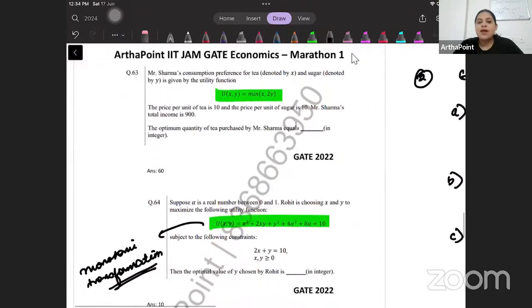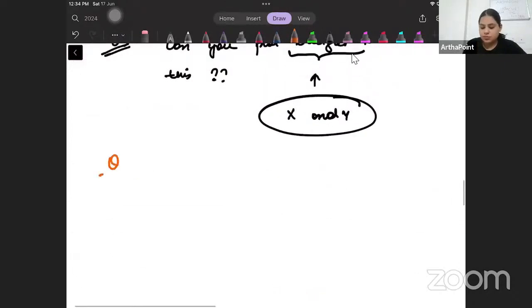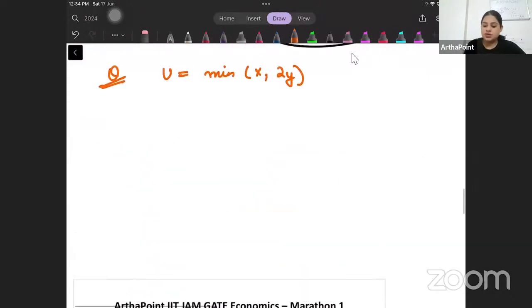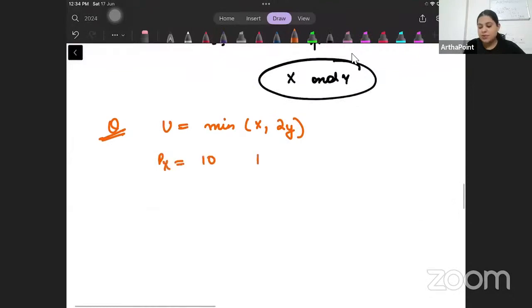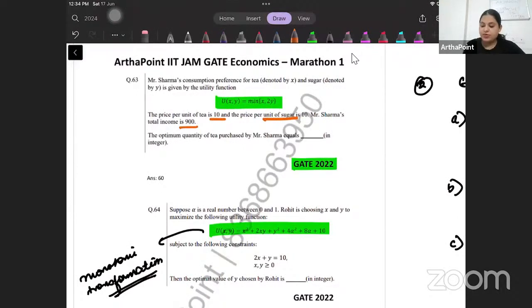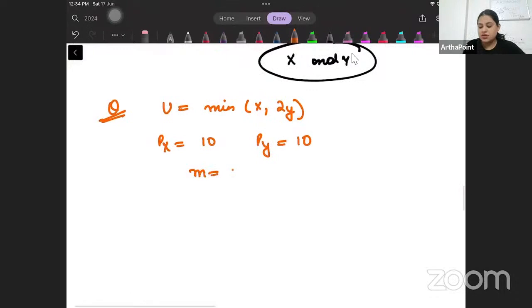Okay, now come to the next question. This came in the GATE 2022 exam. It says, Mr. Sharma's consumption preference for tea and sugar is denoted by min of X, 2Y. So U is min of X, 2Y. And it says the price of tea is 10 and the price of sugar is 10. So Px is 10, Py is also 10. And income is 900. M is 900.